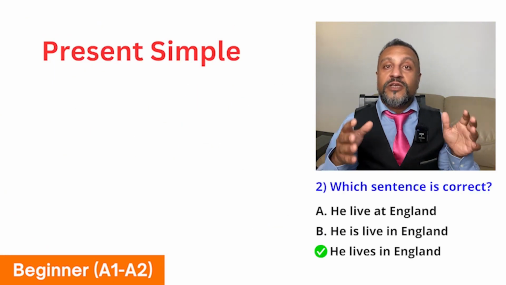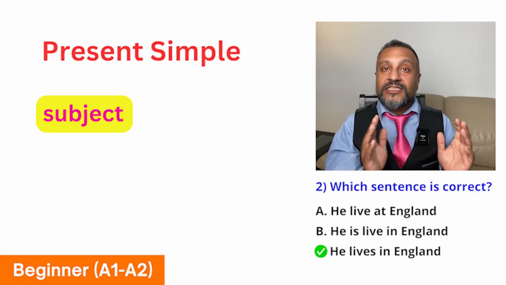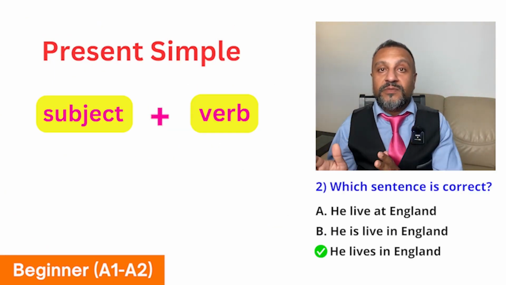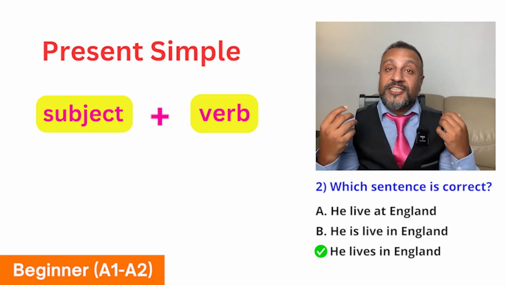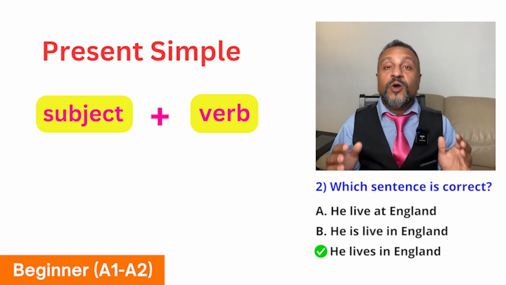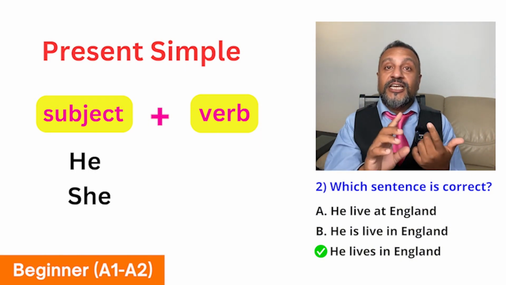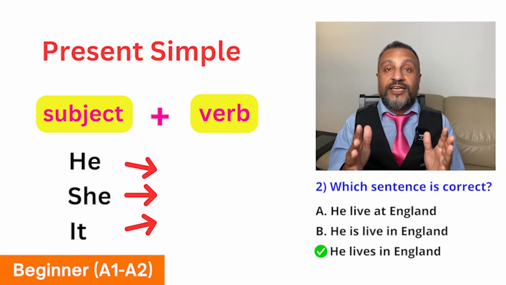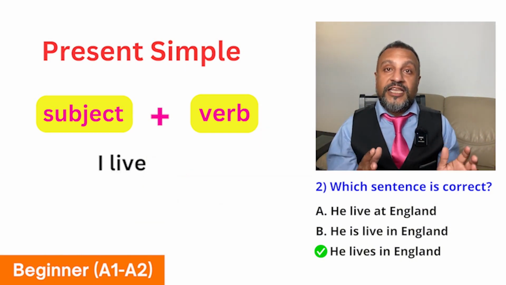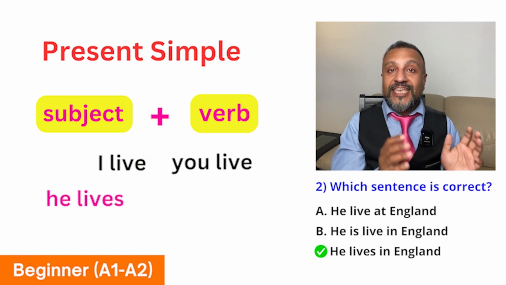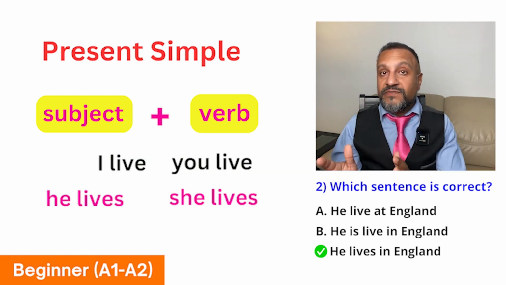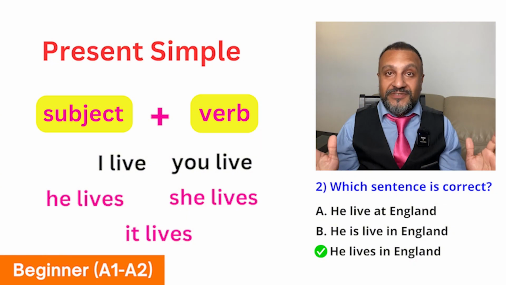Here we use the present simple, subject plus verb. When the subject is third person singular, we add an S to the verb. He, she, it, we add an S. I live, you live, he lives, she lives, it lives.